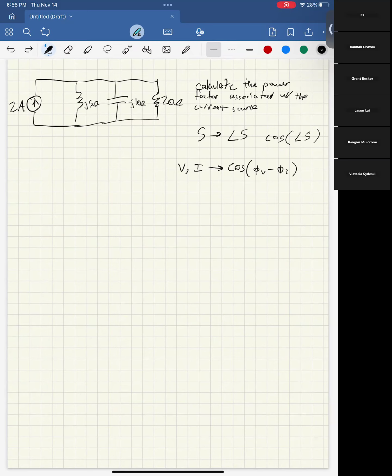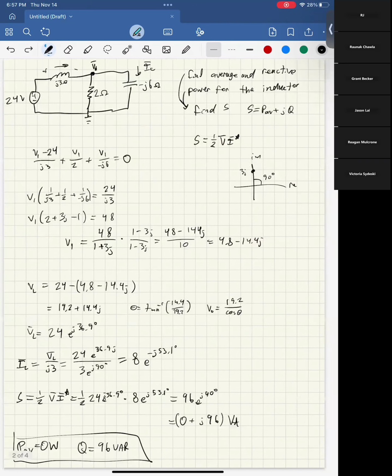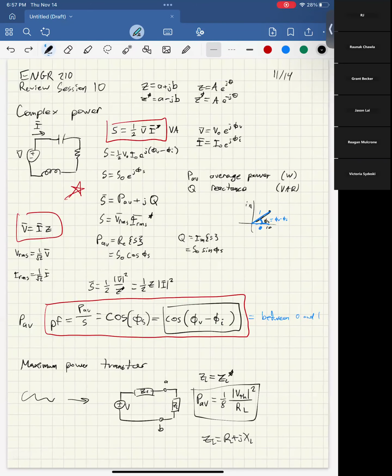You can do it in either way. There's two ways to do it. Both of them will get you the same answer. And this is just the power factor by definition, if we look back here. I'm gonna take a sip of water and then I will go.